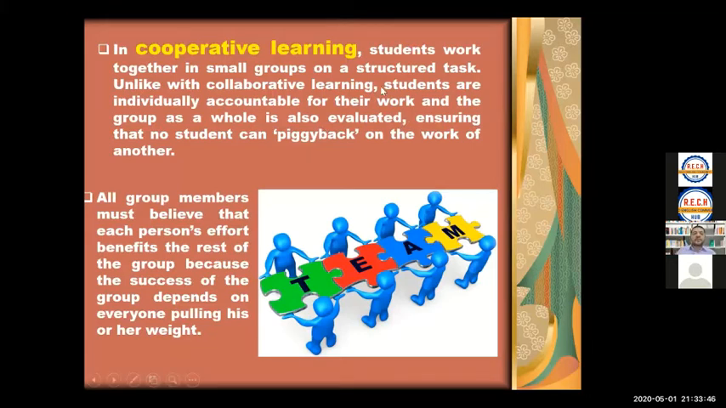All right? So in cooperative learning, there is a structured task. Unlike collaborative learning, students are individually accountable for their work, and the group as a whole is also evaluated, ensuring that no student can piggyback on the work of another. You know, hiding and depending that somebody else will do your job. Okay.